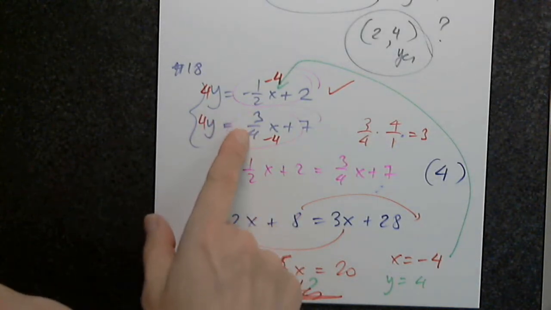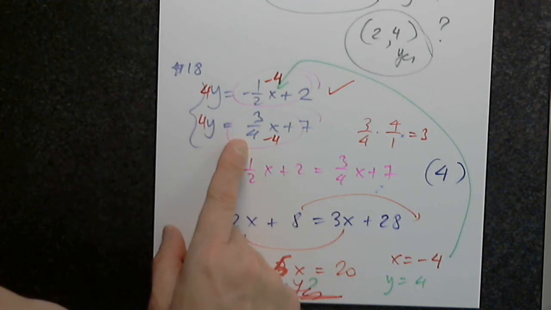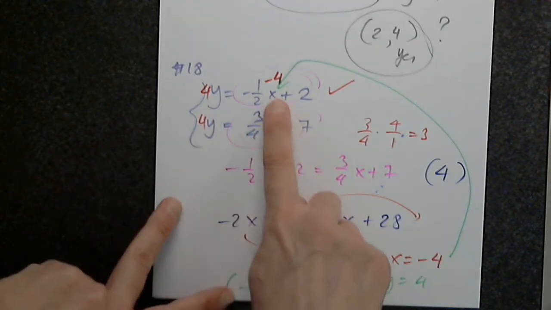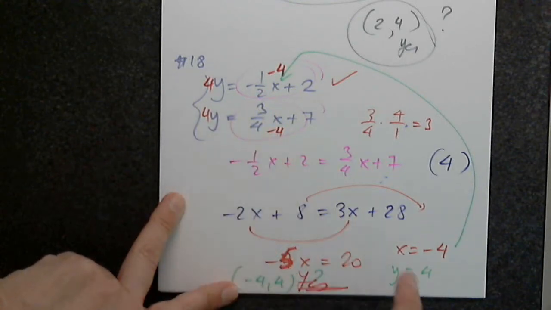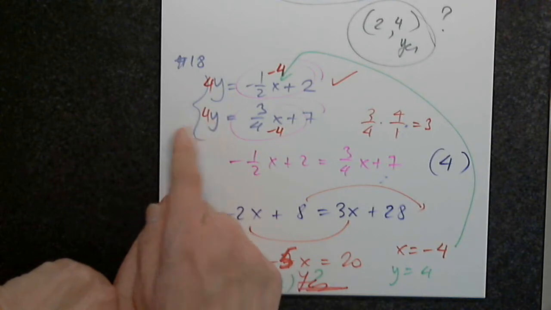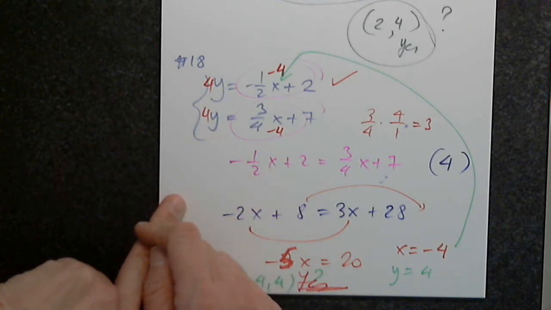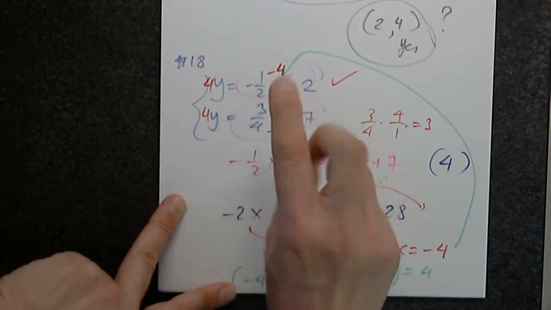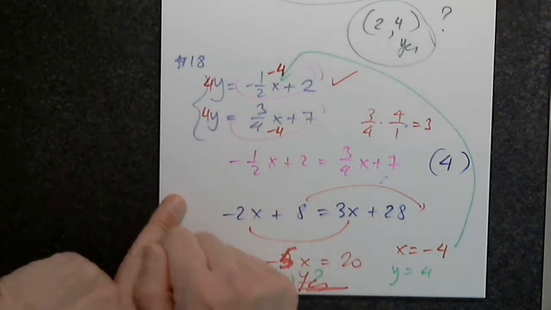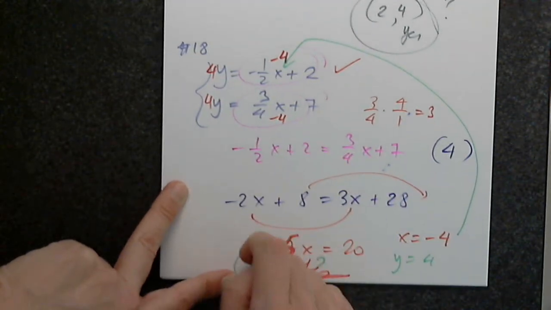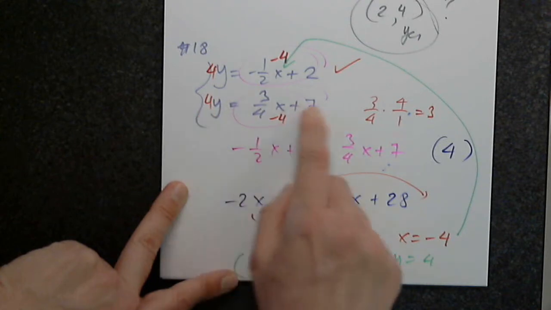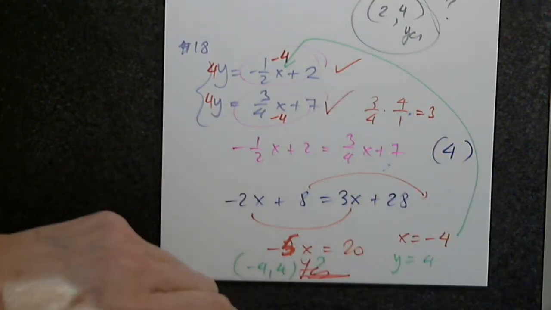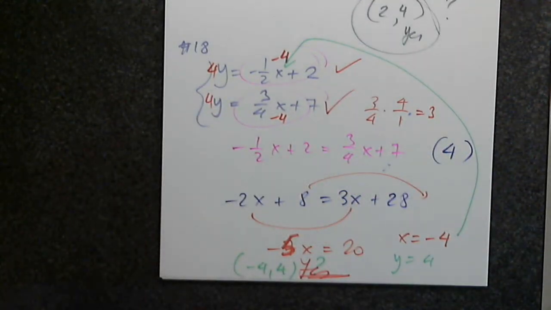Which one do you want to look at? I replace x by -4 here and here. And I replace y by 4 here and here. At the same time? Absolutely. So -1/2 times -4 is 2, and 2 plus 2 is 4. Check. So y equals 4. Okay. So 3/4 times -4 is -3, plus 7 is 4. Check. Better?